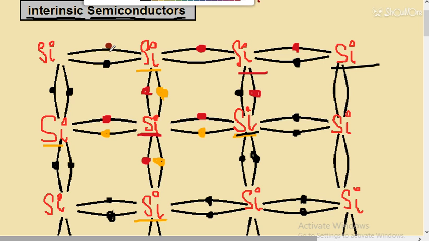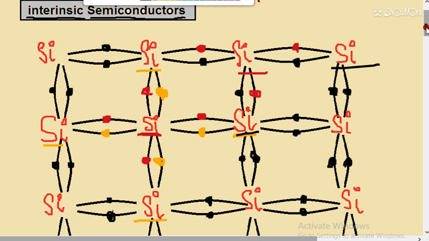Conductivity will be there only when there is a breakage of bond. Whenever any electron is free, in that case only the conductivity will be there.